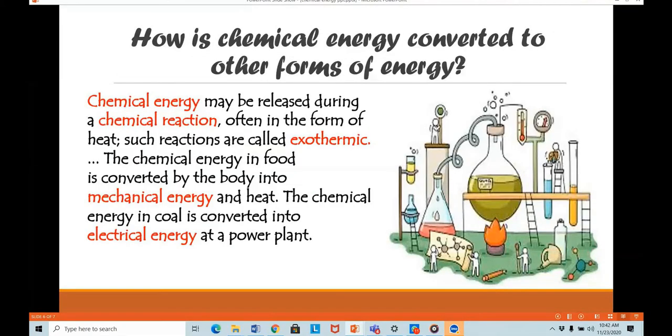So how is chemical energy converted to other forms of energy? Chemical energy may be released during a chemical reaction, often in the form of heat. Such reactions are called exothermic. The chemical energy in food is converted by the body into mechanical energy and heat. The chemical energy in coal is converted into electrical energy at a power plant.